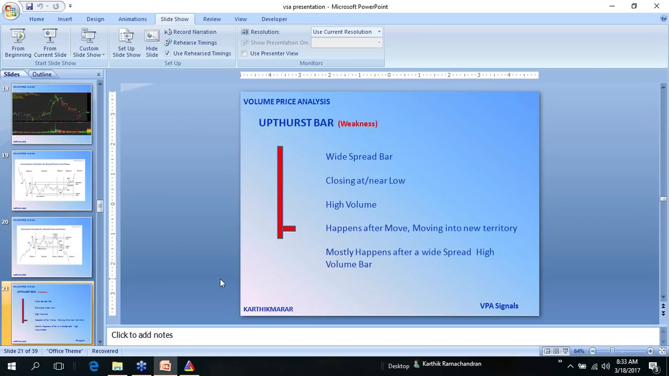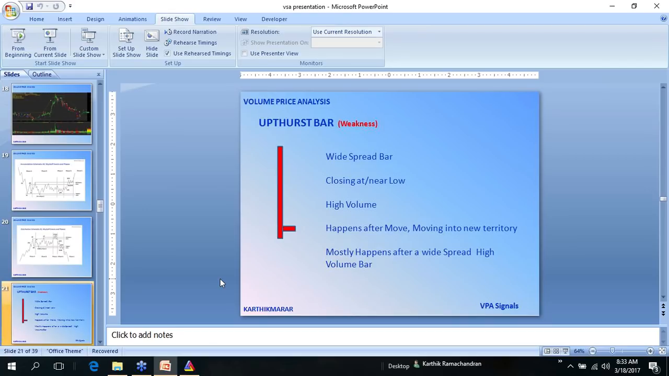So high volume upthrusts are a sure indication of weakness. The higher the volume, the stronger the indication. If it's a very high volume upthrust, it may be even better to get out of the stock at that moment. The lower the closing, the stronger the indication of weakness. Ideally, it should be at the low. If the close is towards the middle, it means the smart money was not successful in marking down the prices. There was too much demand. So if it is closing in the middle, then it is not really an upthrust bar.